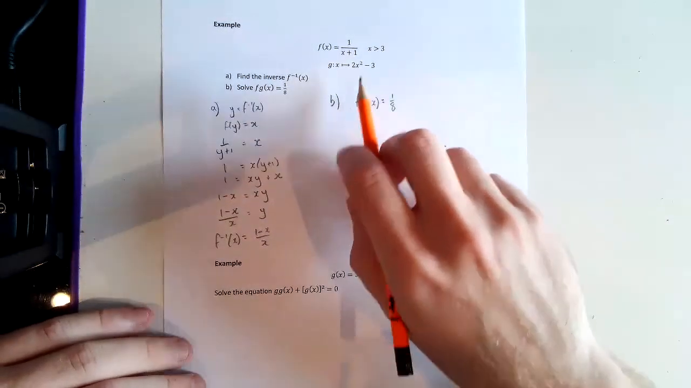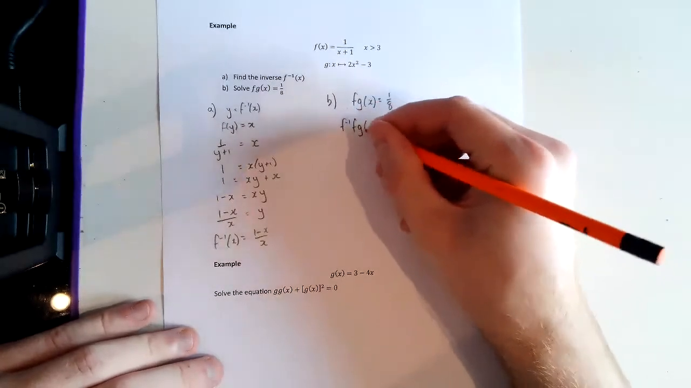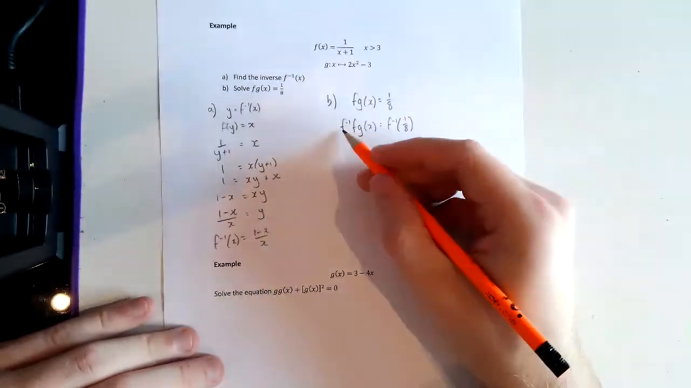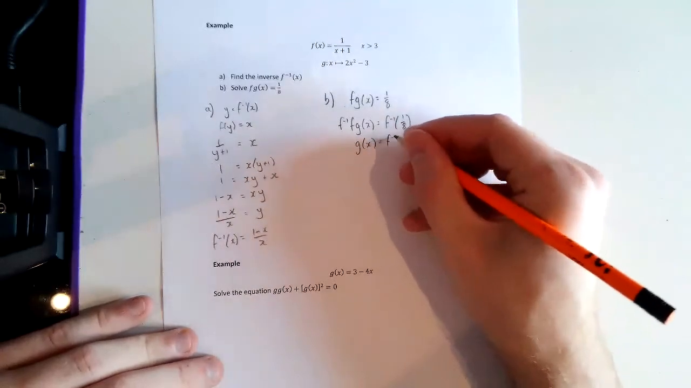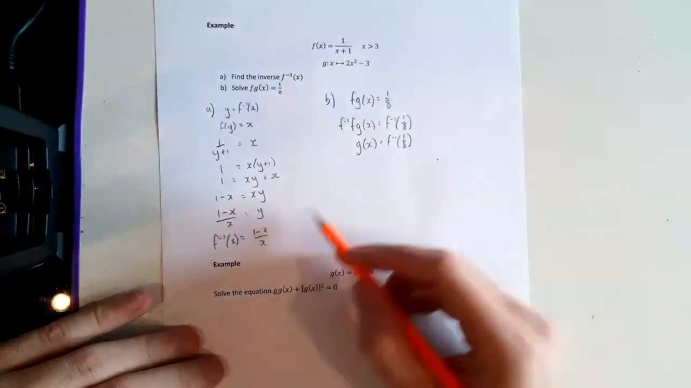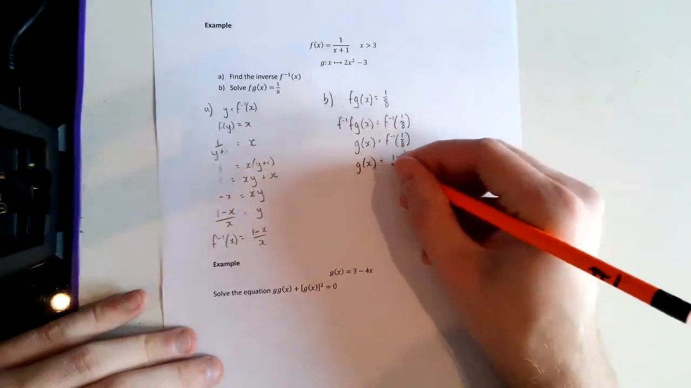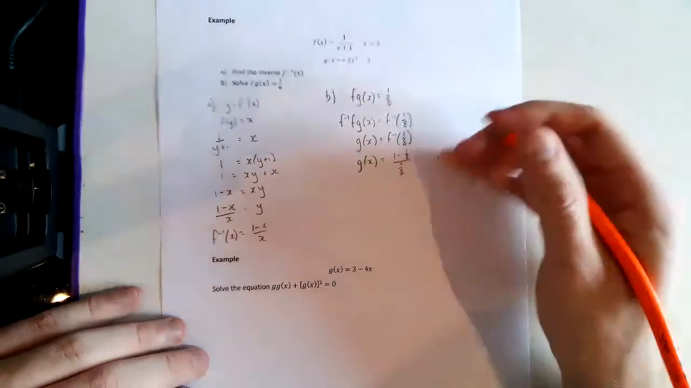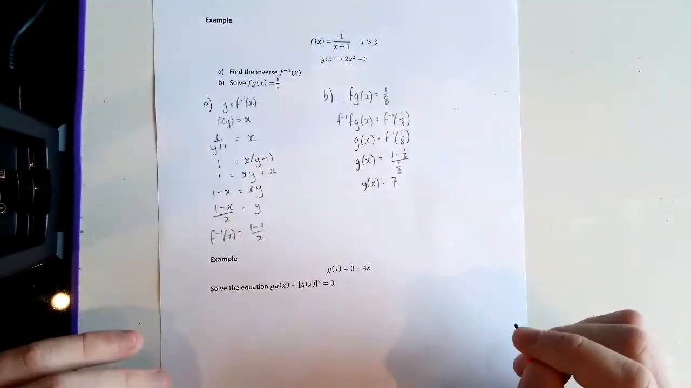So if I do the inverse to both sides of this equation, f inverse in particular, I know what f inverse is. On this side, f inverse and f cancel out, so I've just got g of x equals f inverse of 1 over 8. But I know what f inverse is, so I can sub it in there. So g of x equals 1 minus 1 over 8 divided by 1 over 8, which gives me 7. So g of x equals 7.